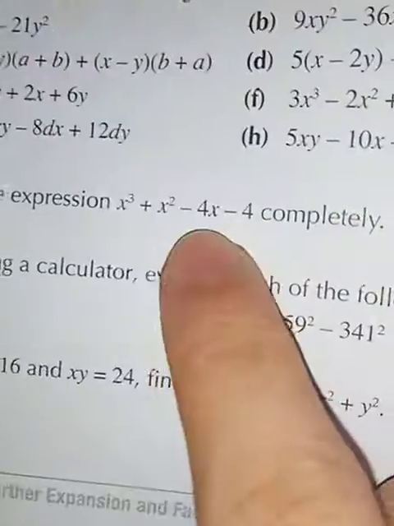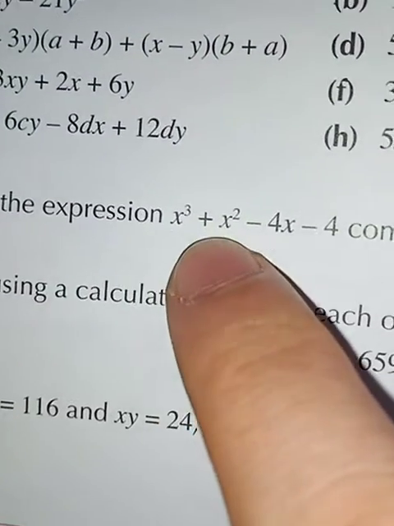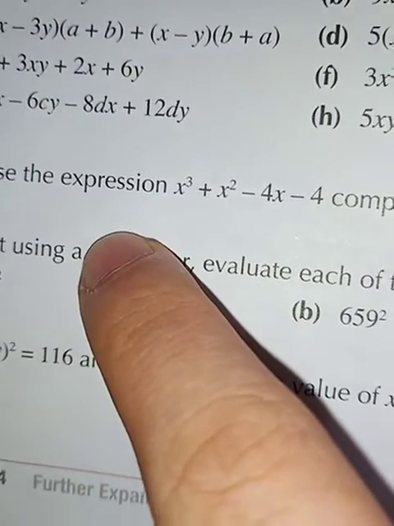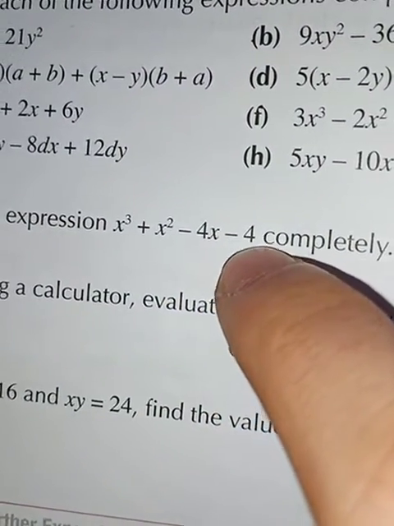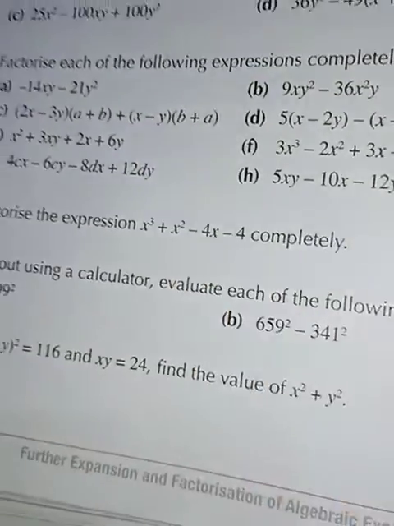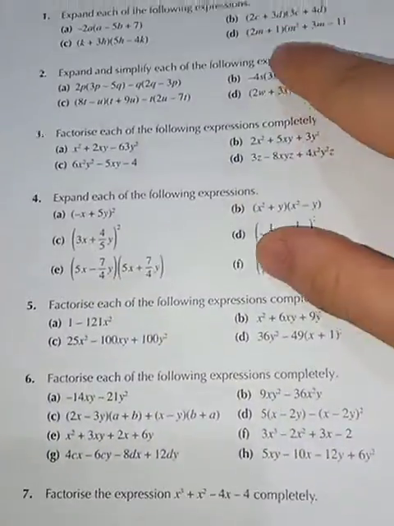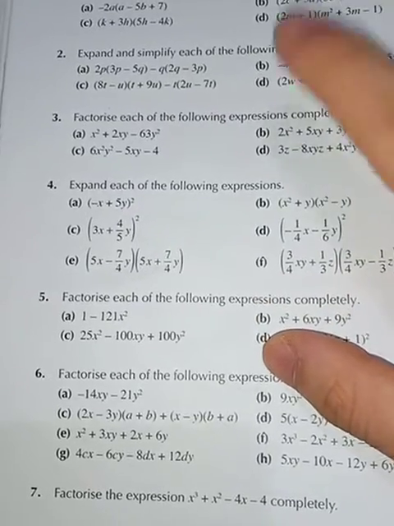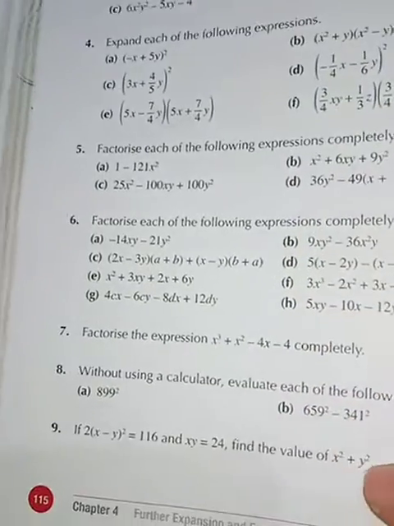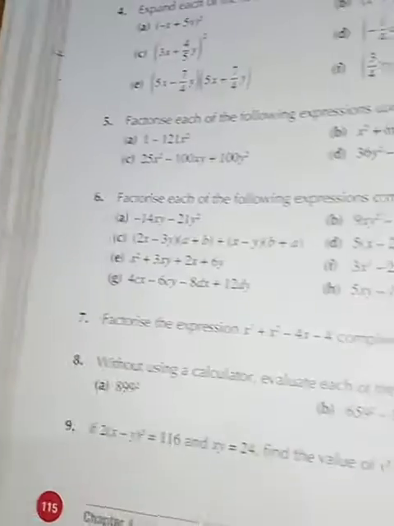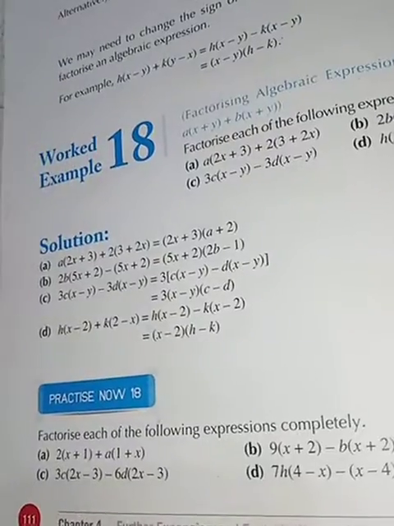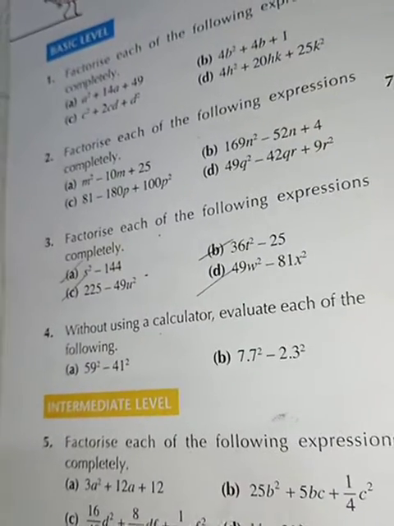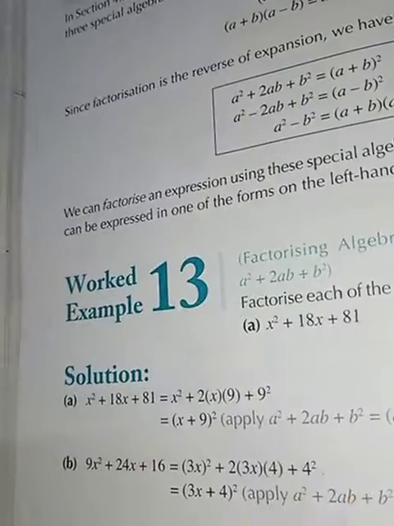So you're going to do the same thing here. From x cubed and x squared you can pull out x squared, and from 4 minus 4x you can pull out minus 4. Yeah, try that. So you're going to be doing number 1, 2, 3, 5, 6, 7, 8. And then 9 is exactly the same as this one.